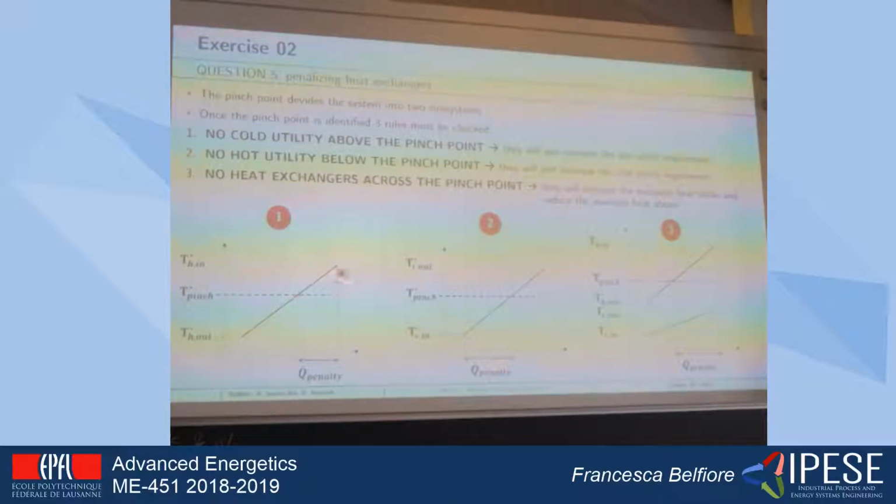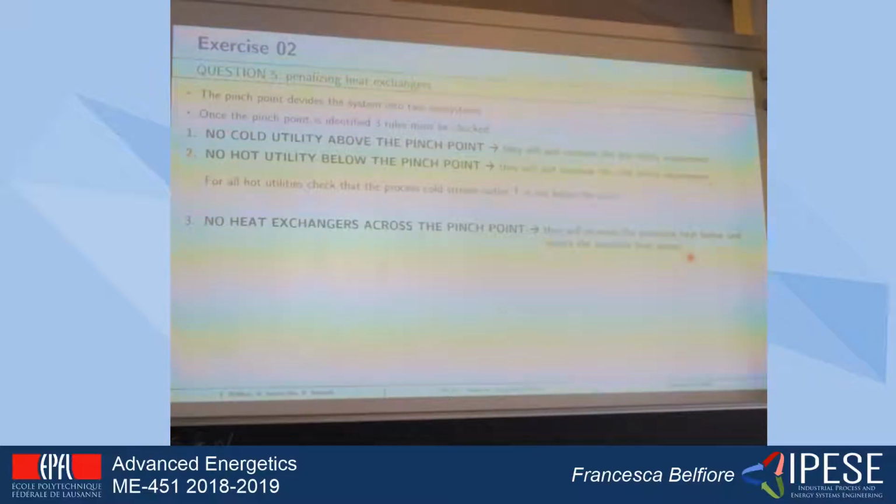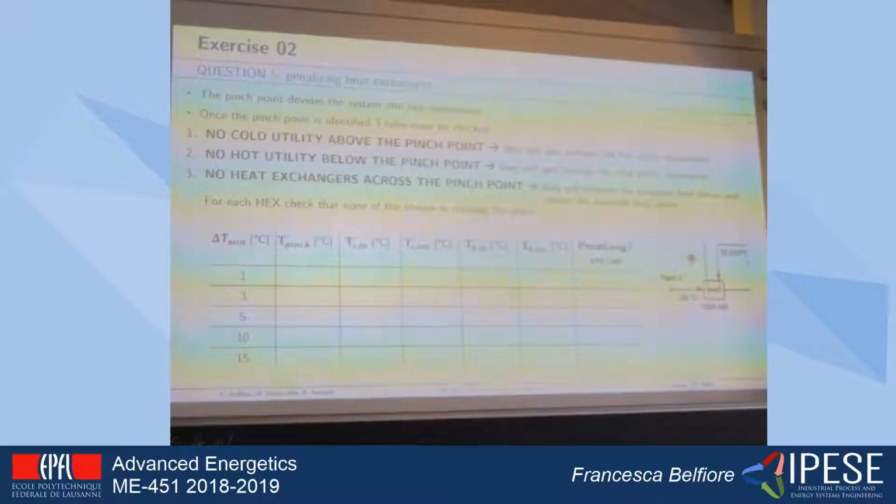then you are in this condition. So all the hot streams in your process which are cooled down by a cold utility must be below the pinch point. Otherwise, they are penalizing. You do the same for the hot utility, it's exactly the same. And finally, you should not have heat across the pinch point.